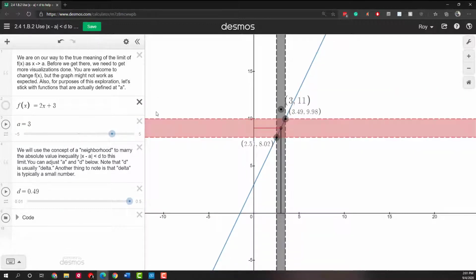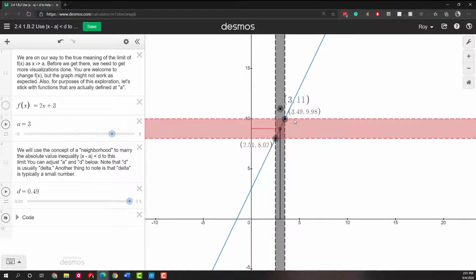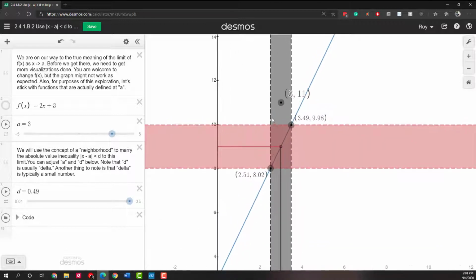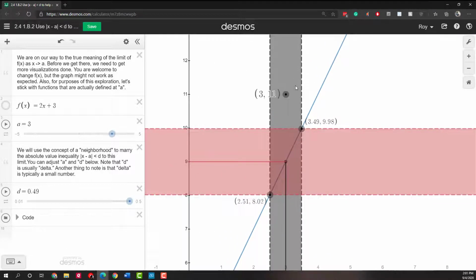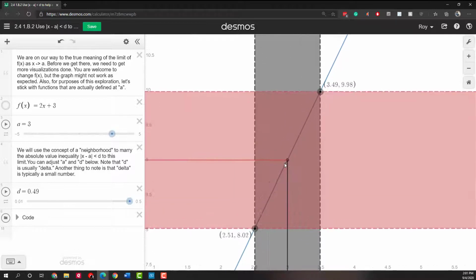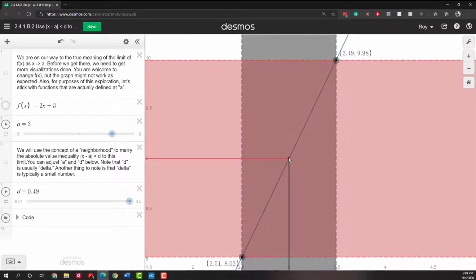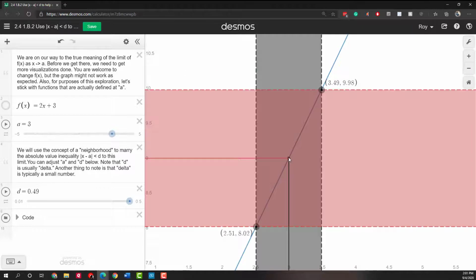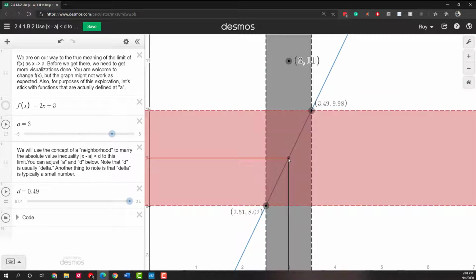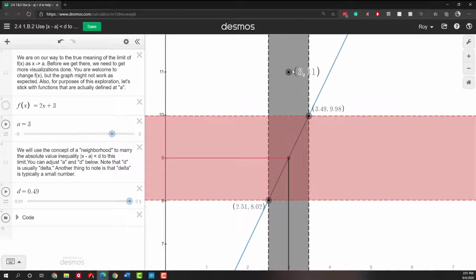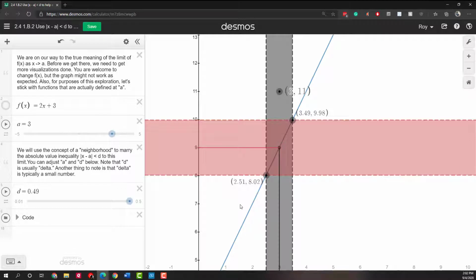It looks almost identical to the one we just dealt with, except there's one subtle difference. The value of my function, I just created a hole in the graph at our point x equals 3, y equals 9. I create a hole in the graph right there, and instead moved that point up to 3, 11. Still, the definition of the limit should still ring true.